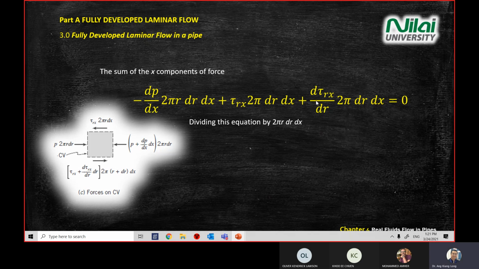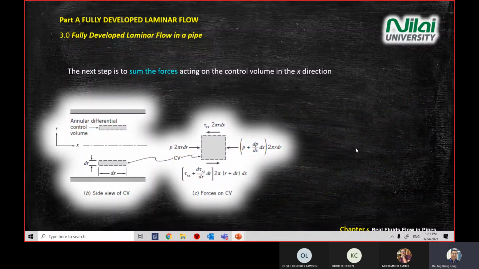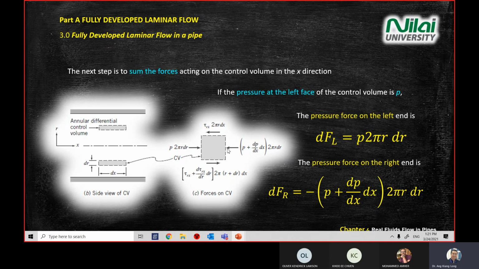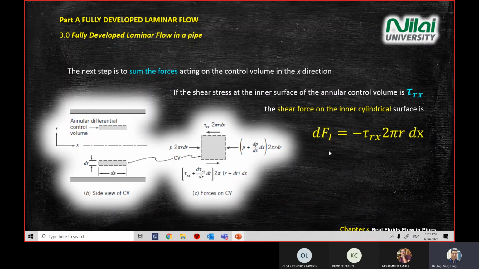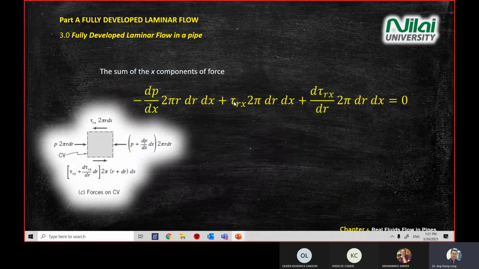Is 1, 2, I think I missed out one. I missed out one more equation because we have four. We have four equations: face left, face right, inner and outer surface. So DFL, DFR, DFI, and DFO. These four you add together, it becomes 0. So again, in my slides, there is a missing equation over here.